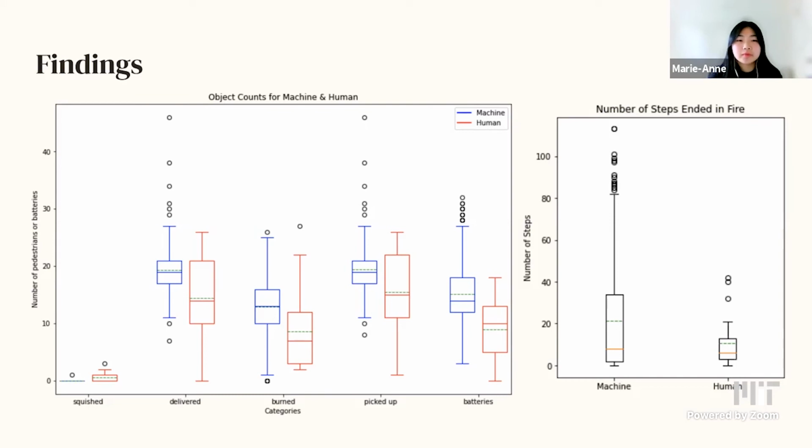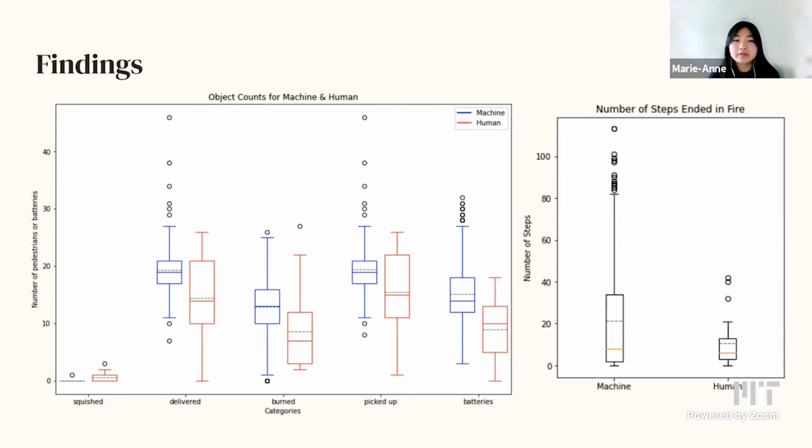battery, for example. One pattern that appeared during machine play was that when one injured person is left on the opposite side of the board, the machine sometimes doesn't go pick them up and deliver them, and instead chooses to pick up batteries because there's this penalty for not picking up people. So it thinks that it's out of energy.